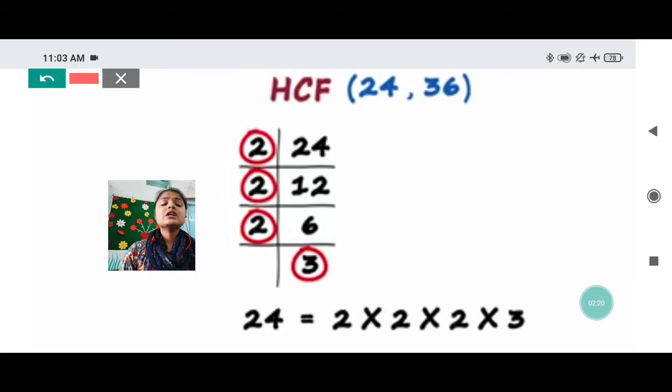So how will you do this? This is the division method, by which we divide the given numbers continuously, and the quotient we write downside, and the number with which we are dividing, we write on the left side. Just see.